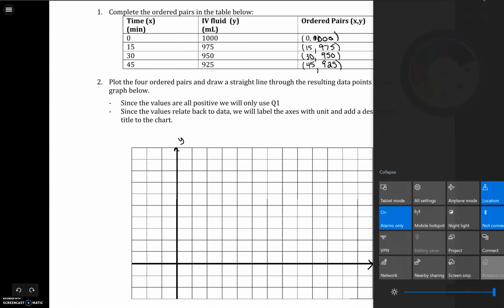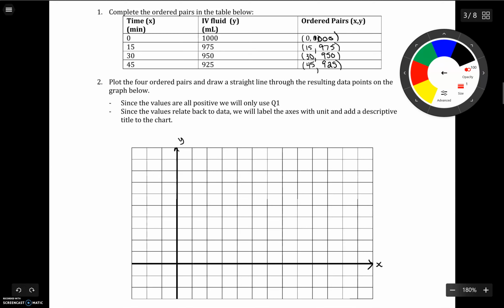Now, because I only have positive values, I'm not going to have my axes centered in the middle of my graphing plot. Instead, I really am only interested in quadrant 1, the positive quadrant, so I don't have to think about labeling my negative axes that much, okay?